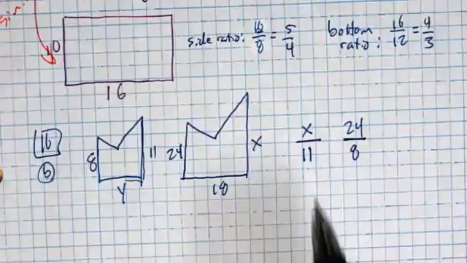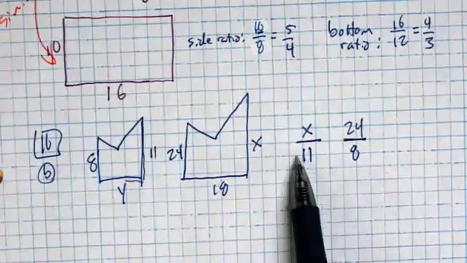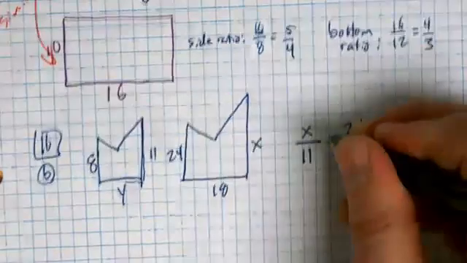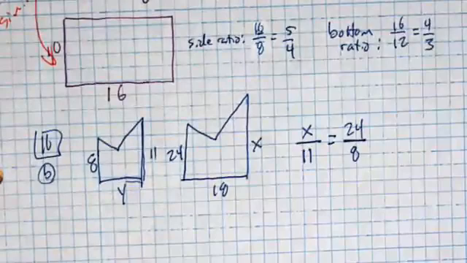And what do we know? If these two things are going to be similar, what do we know about these two ratios? They should reduce down to the same thing. They should be the same thing. Put an equal sign in between. That's how we say something's the same. We've now written an equation that we can solve for X. We don't know what X is right now, but we're going to figure it out here pretty quickly.